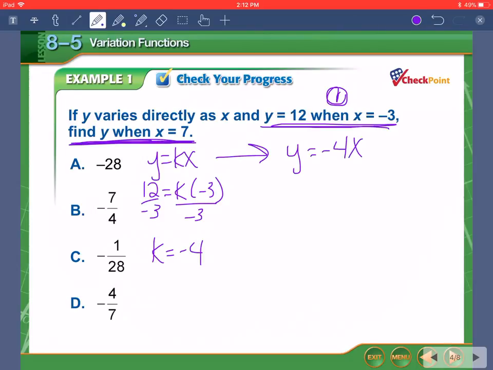So now our equation is y equals negative 4 times x. And now we can find y when x equals 7. So y equals negative 4 times 7. So we get that y equals negative 28.